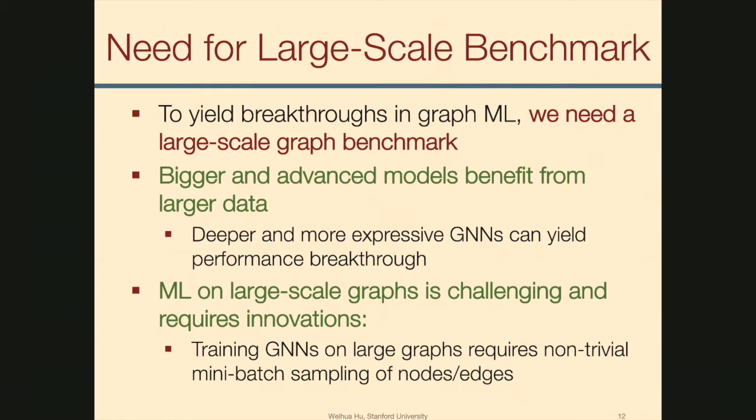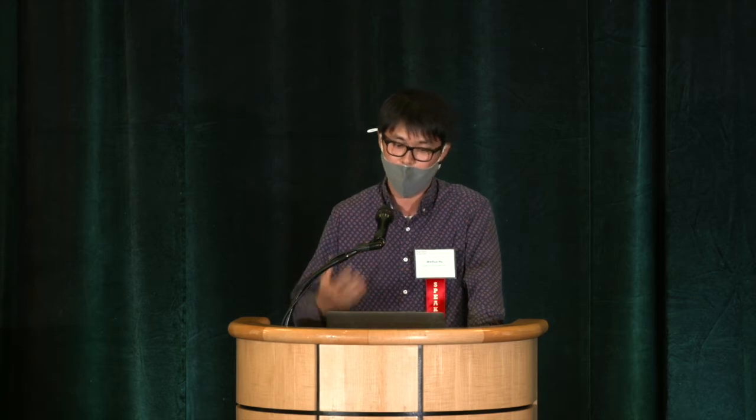Now, in order to really yield a breakthrough and further advance the field of graph machine learning, we need an even larger scale graph benchmark. This is because historically, breakthroughs in natural language or computer vision have been achieved by training bigger and more advanced models on large data. These bigger and advanced models really benefit from large data, and we think making the data set larger would enable the development of such models, like deeper and more expressive GNNs. And therefore, such models can achieve very impressive results that are impossible with a smaller data set.